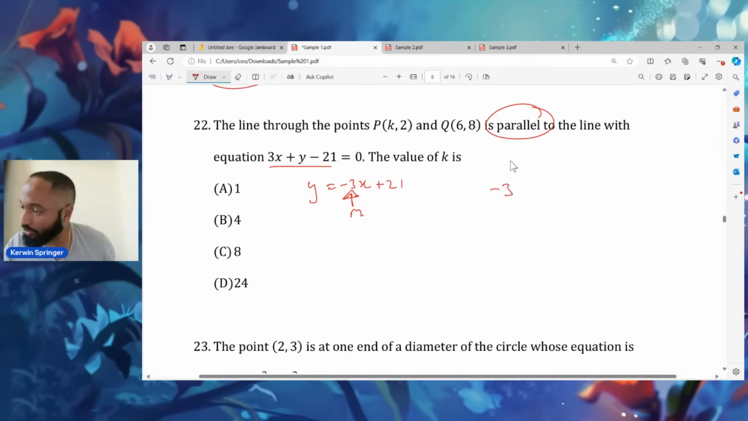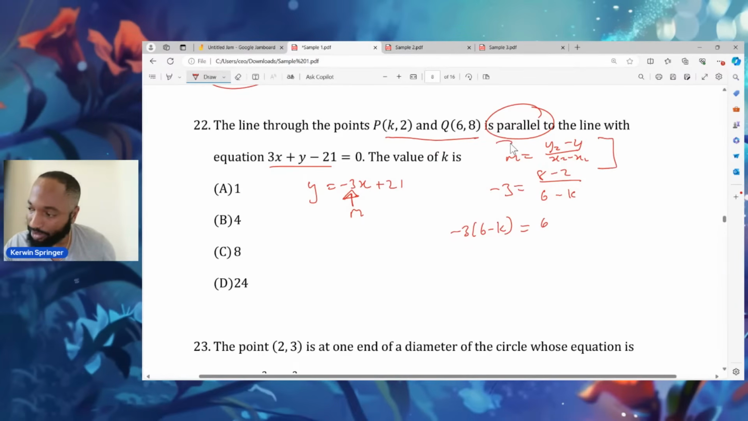So it means negative 3 must be equal to the gradient of this. In other words, it must be equal to 8 minus 2 over 6 minus k, which is 6. And if I bring across the 6 minus k to meet the negative 3, negative 3 by 6 minus k, you understand? I equated the gradient: y2 minus y1 over x2 minus x1. Nobody needs to see in multiple choice all of that working. Nobody's watching that.